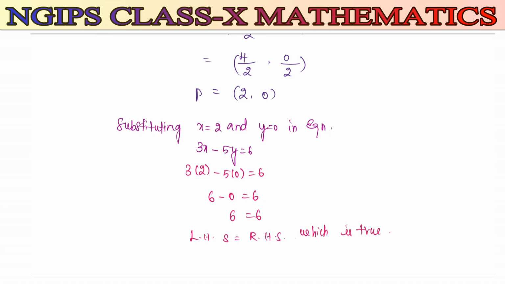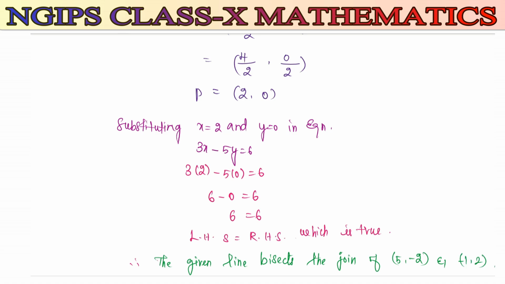So here we can write, therefore, the given line bisects the join of 5 comma minus 2 and minus 1 comma 2.